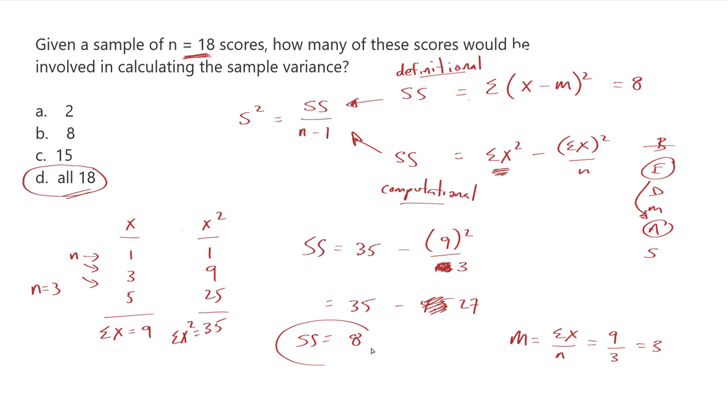Okay, so you can see that no matter what, the sum of squares equals 8. Doesn't matter which formula I use. And each of the formulas made use of every single one of the numbers. So if I had 18 scores, I would use all 18 of the scores in order to find the sum of squares, which is how I find my variance.